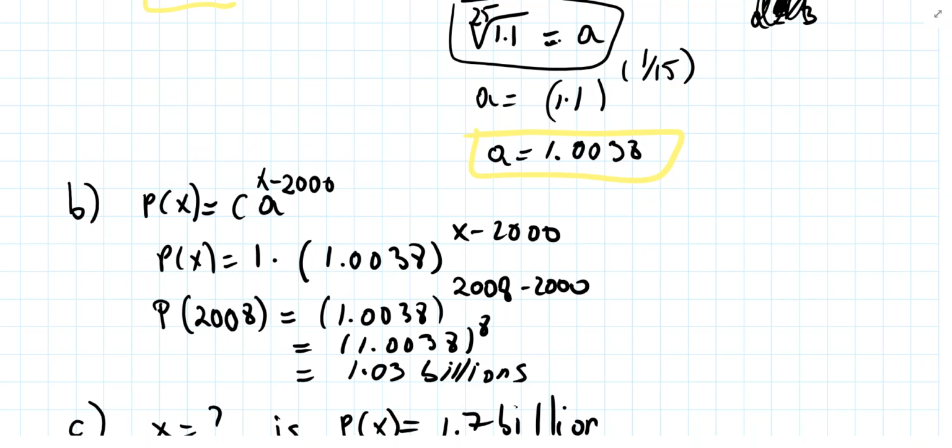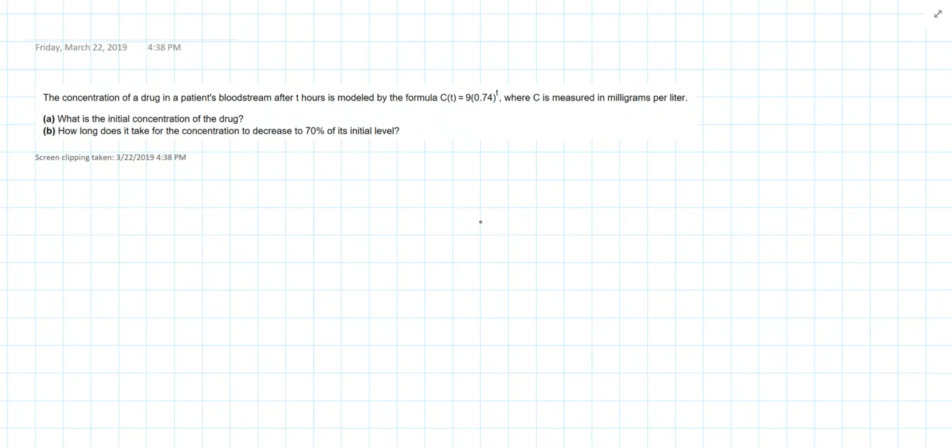All right, so let's get down to the last problem. So the last problem is given the formula for the concentration of a drug in a patient's bloodstream after T hours. So you're giving the drug, and then after 2 hours, you're measuring the concentration. After 3 hours, you're measuring the concentration. And this is the formula. And C is measured in milligrams per liter. What is the initial concentration of the drug?